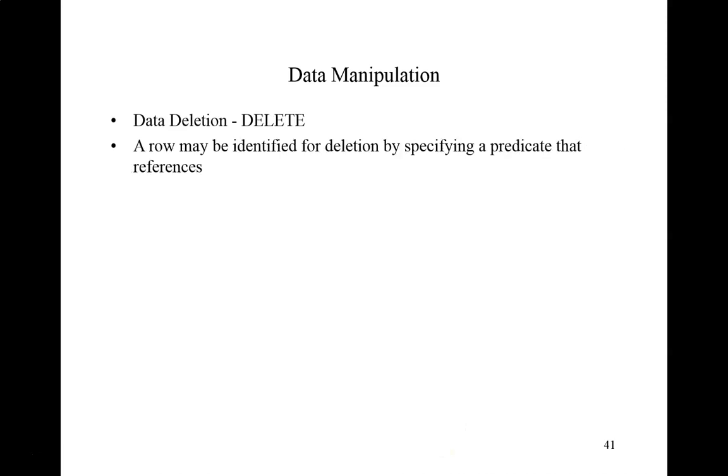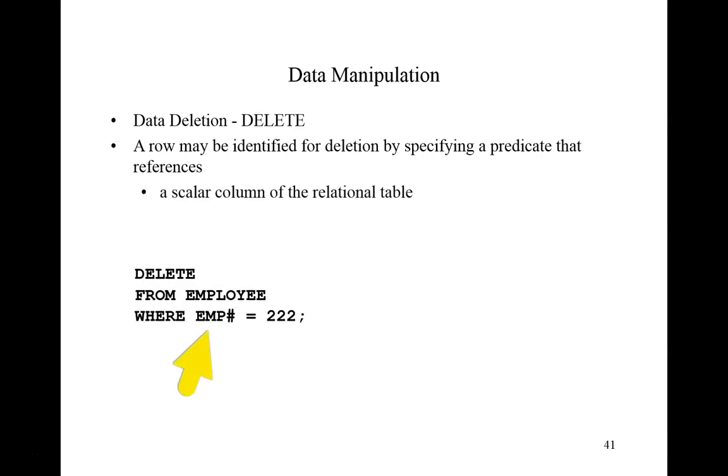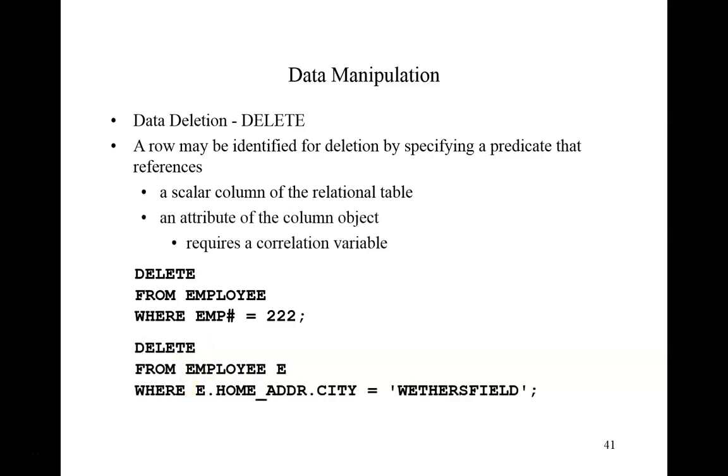A row that contains a column object can also be deleted from a table. This can be accomplished by specifying a predicate that references a scalar column of the relational table or an attribute of the column object. This second approach requires the use of a correlation variable. Note that given the current content of the values within the employee table, these two delete operations will accomplish the same thing.